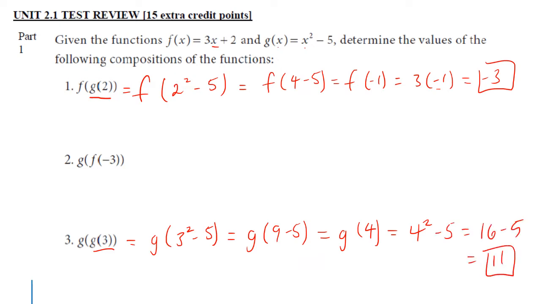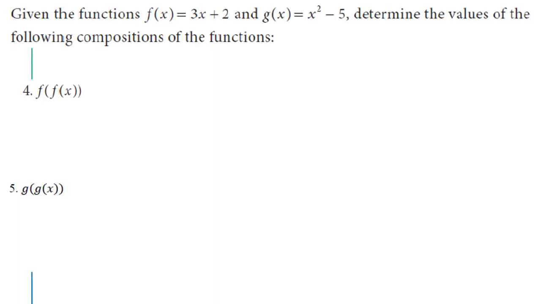Okay, so that's composition with numbers. Now let's look at it with functions. All right, so now we're on to 4 and 5. Again, I'm going to let you do the even, and I'm going to do the odd in this situation. So here it says f composed of f of x. So just to set you up, you have f of x in the innermost. So whatever f of x equals, that's what you're substituting in. So you have f of 3x plus 2. I'll let you finish that out.